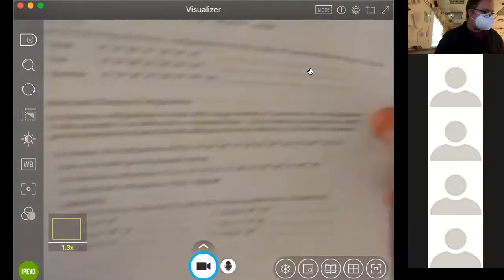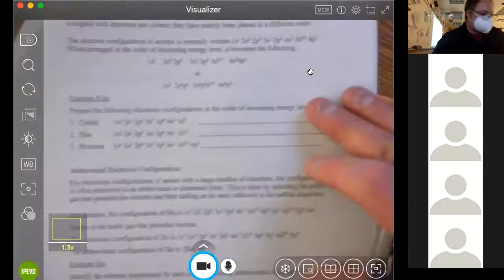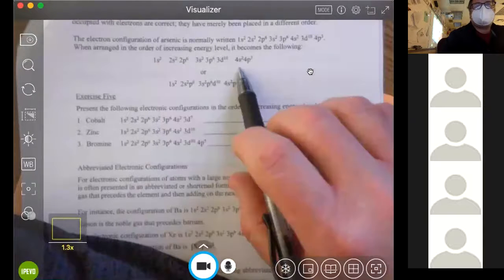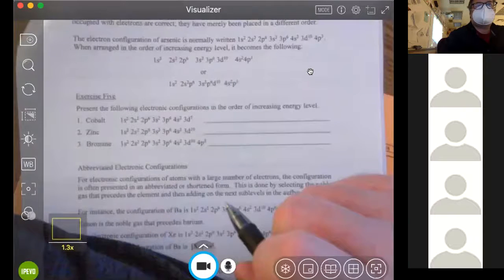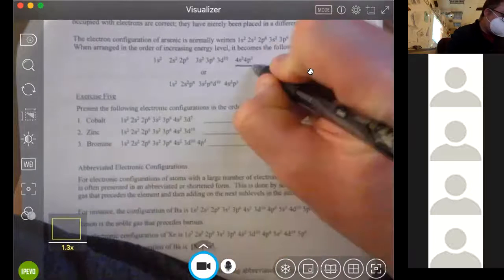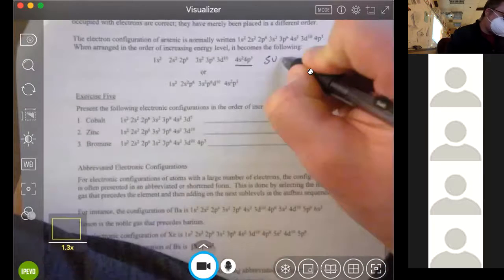Last thing today, alternate ways to represent an electron configuration. Some people like to keep all the numbers together. That way, when we look at this, we know that it has 5 valence electrons.